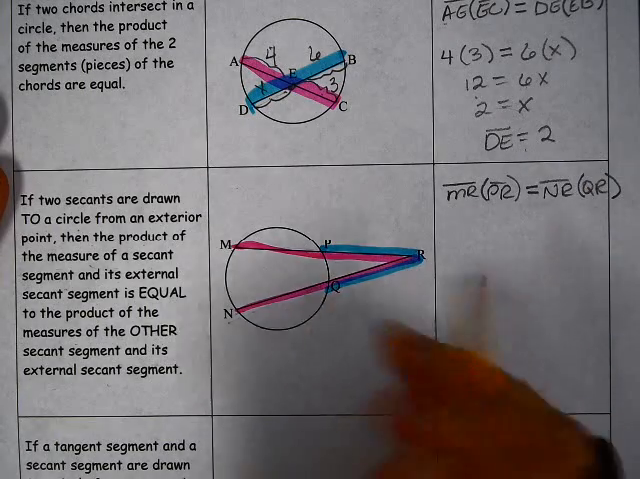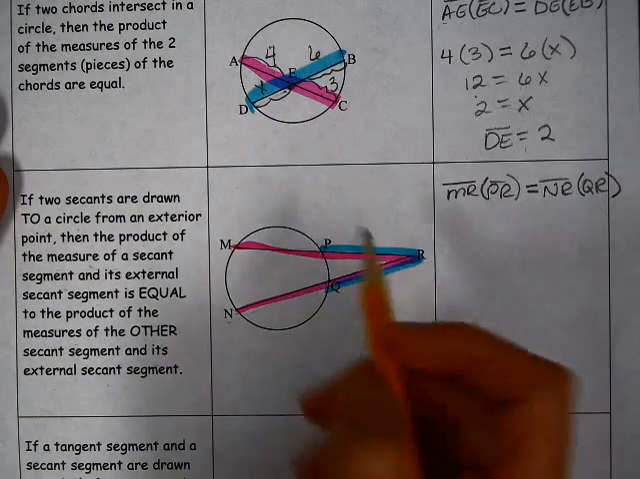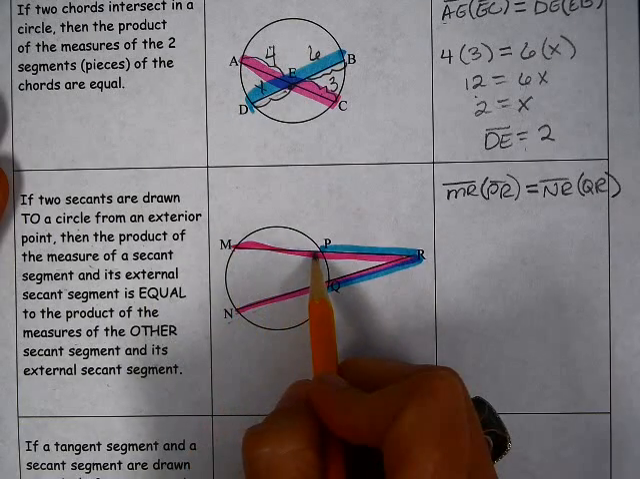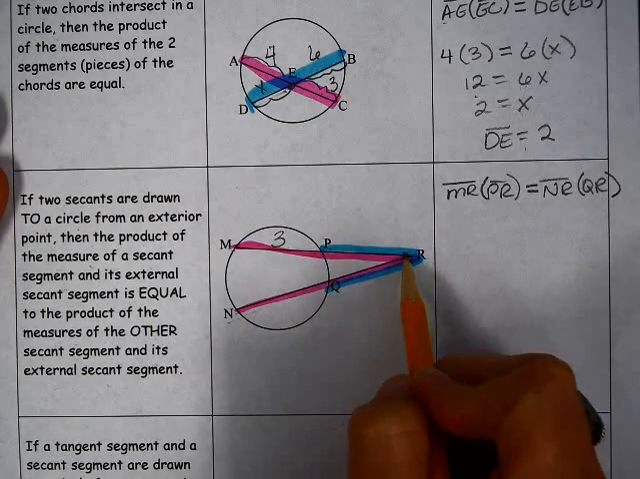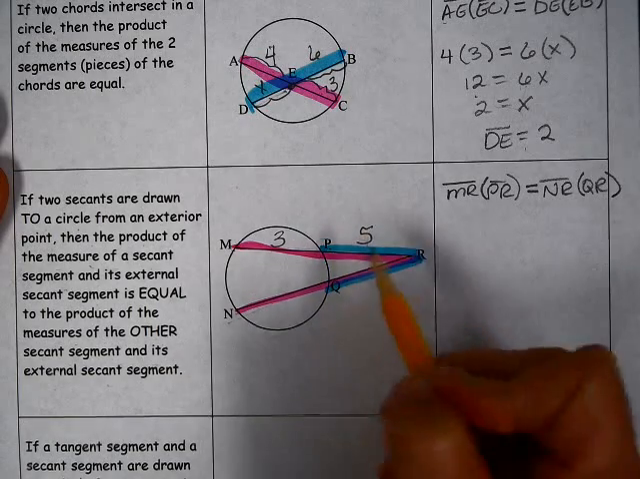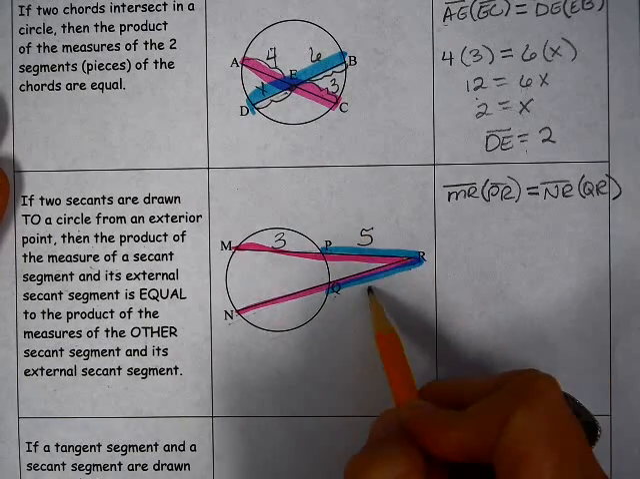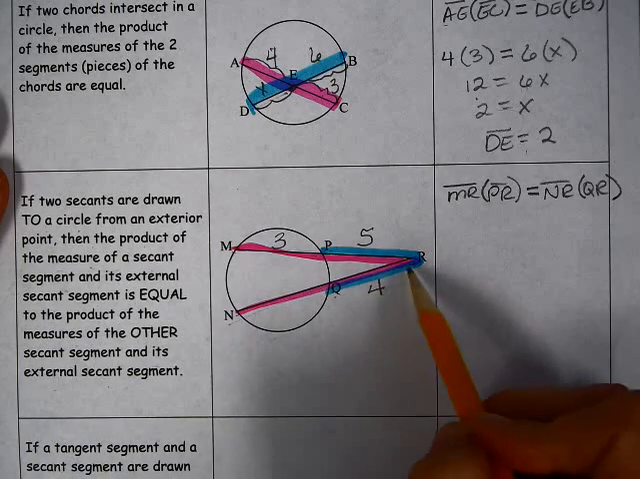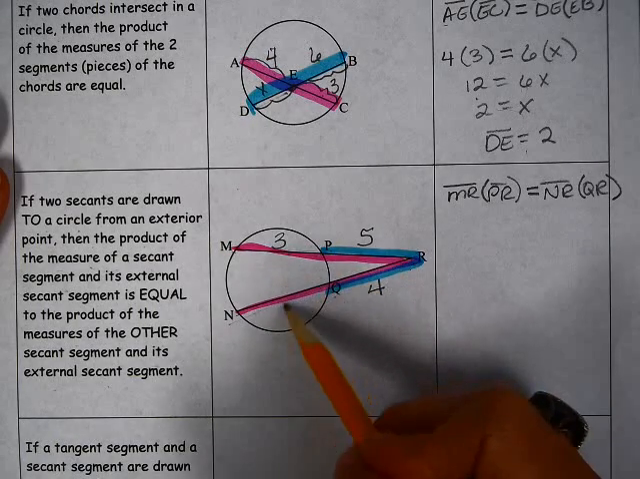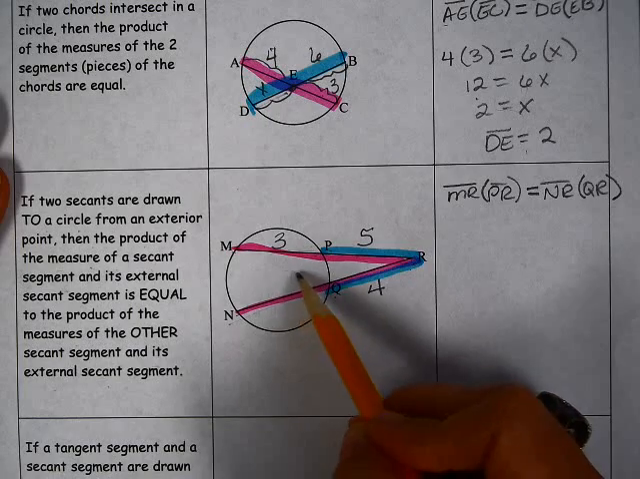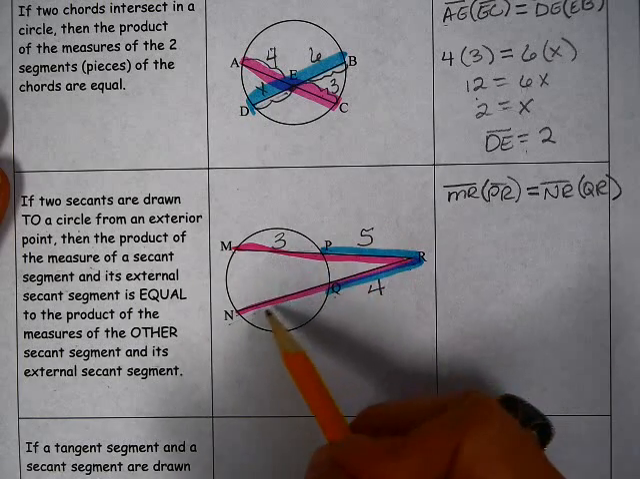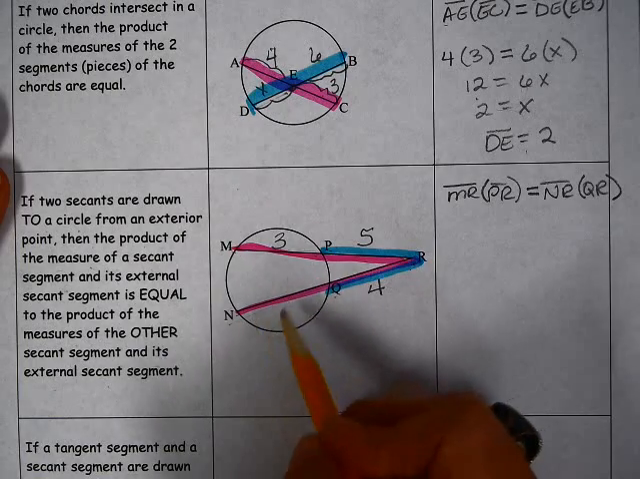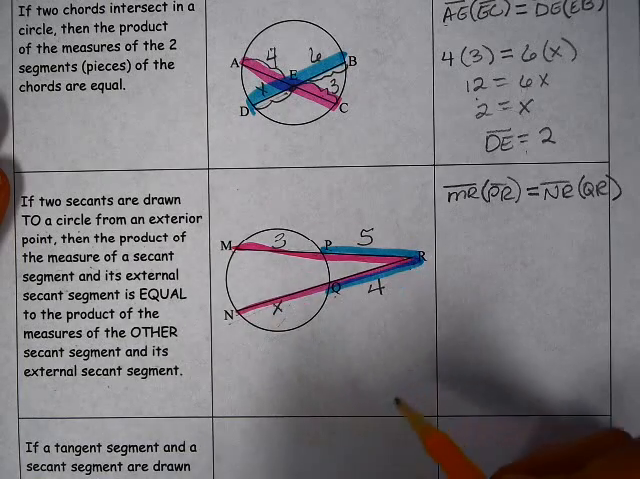All right, now let's give it some measures. We'll say that MP is equal to 3 and that PR is equal to 5. QR is equal to 4. Do not mistake and think that these have to be congruent. They do not, because it all depends upon where it's drawn inside the circle. Say we need to find NQ.